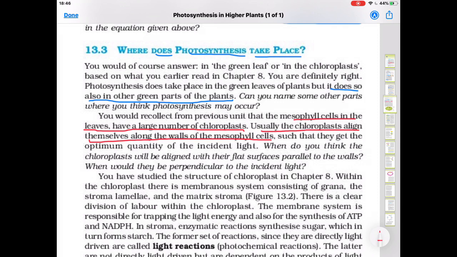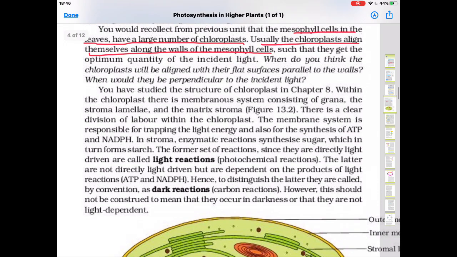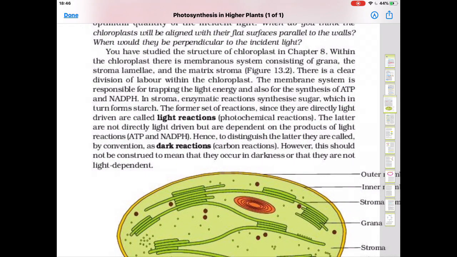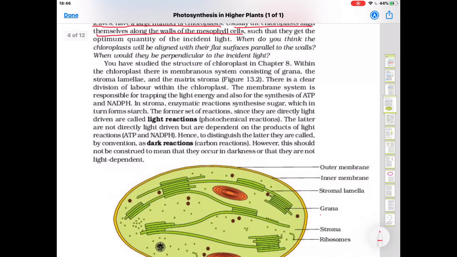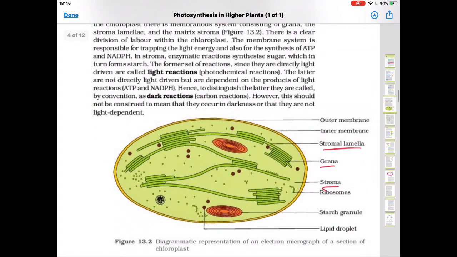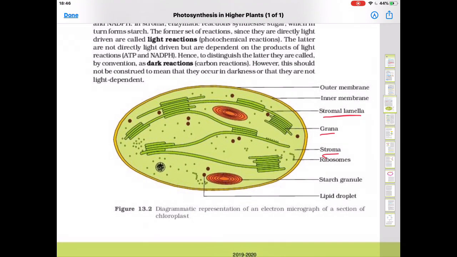Now about the structure of the chloroplast. Within the chloroplast there is a membranous system consisting of grana, the stroma lamellae and the fluid stroma. क्लोरोप्लास्ट के अंदर मेम्ब्रेनस स्ट्रक्चर्स हैं जिसको कह रहे हैं ग्रेना, फ्लूइड मैट्रिक्स प्रेजेंट है उसको बोल रहे हैं स्ट्रोमा, और स्ट्रोमा लेमेले आर विच कनेक्ट्स द टू ग्रेना टुगेदर. So the membranous system is responsible for trapping the light energy and also for the synthesis of ATP and NADPH.